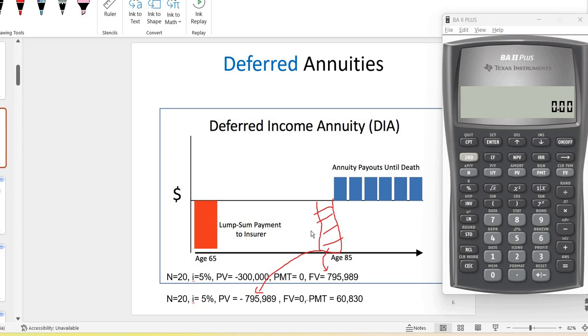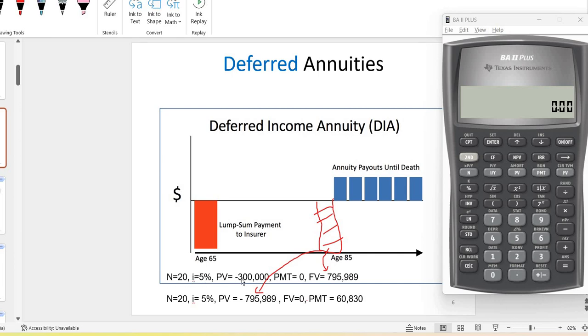So after 20 years, the future value becomes 795,989. Thereafter, after 20 years, this annuity scheme will start to operate. We want to know how much we can get every year. There are two steps. The first one is the end of 20 years, right?